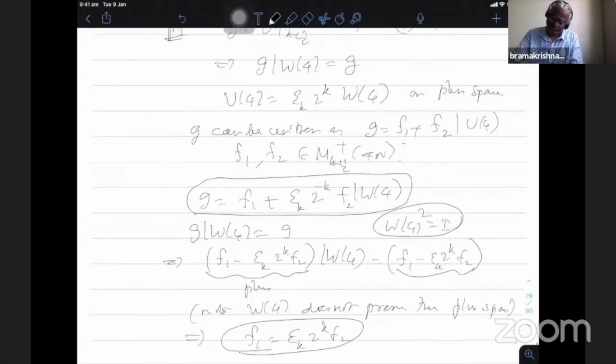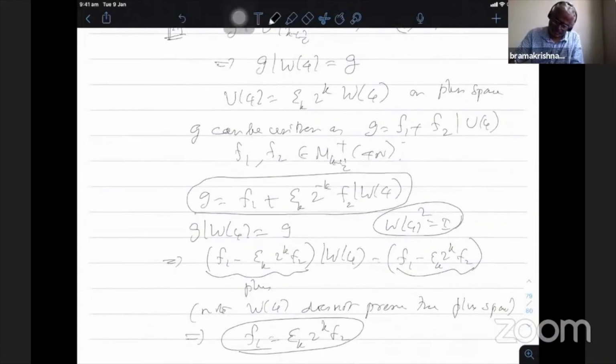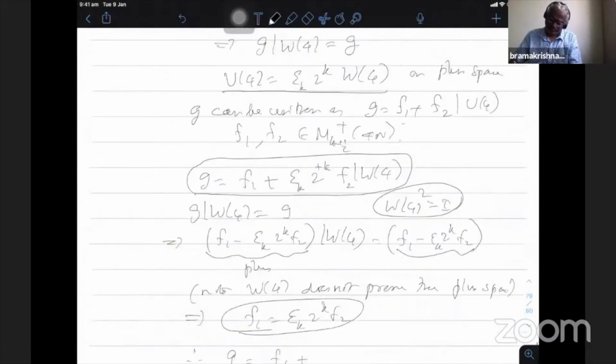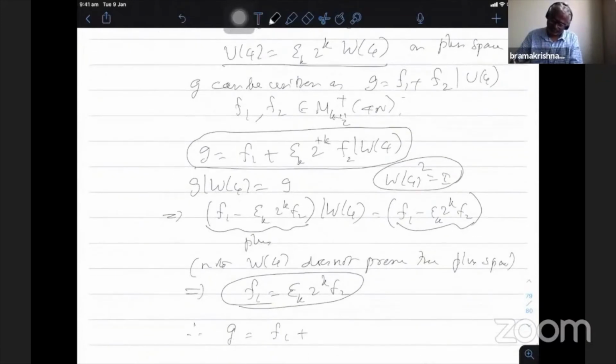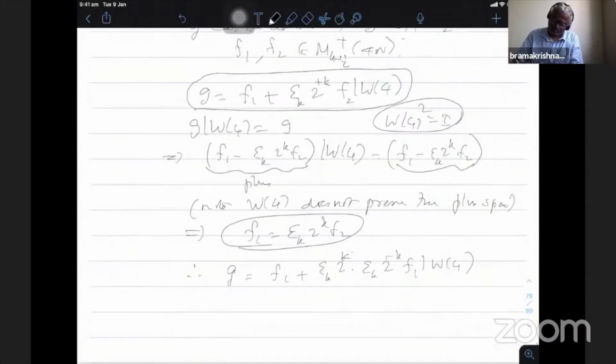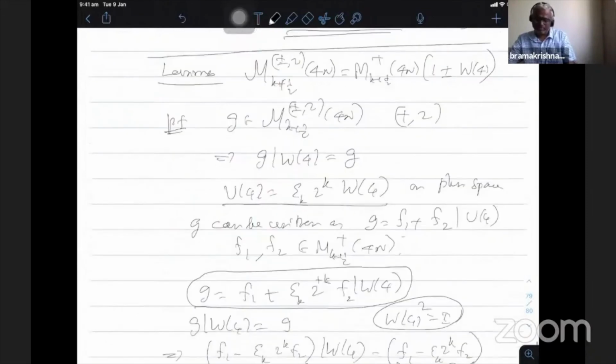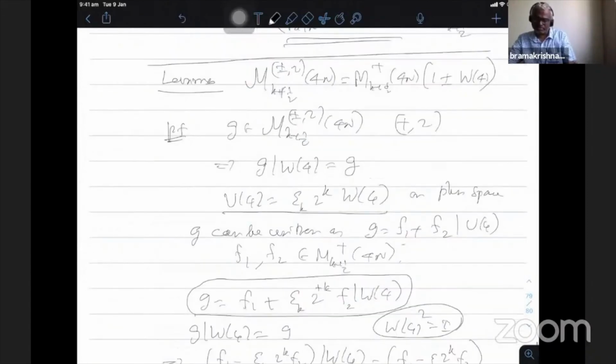U4 is 2 power k. This is plus. Okay, so that is plus. That was a mistake, because I wrote it with a minus. Now when I put W4, it is nothing but epsilon_k 2 power k f. So epsilon_k is there, 2 power k, and here epsilon_k 2 power minus k F1 bar W4. So this cancels out. Therefore, this is equal to F1 plus F1 bar W4. So you started with any G in the plus eigenspace of W4. Then we could write that as a function belonging to the plus space, F plus F bar W4.